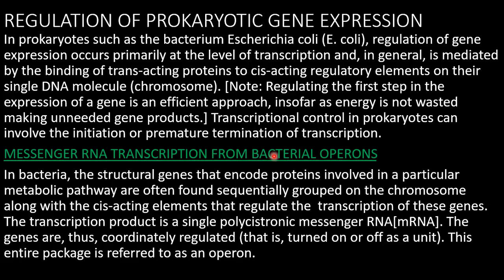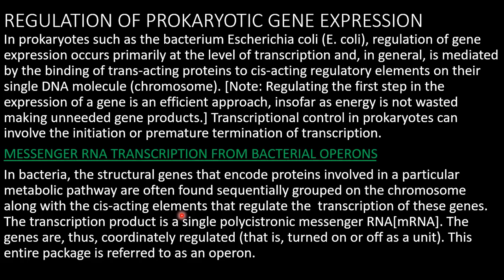Messenger RNA transcription from bacterial operons. In bacteria, structural genes that encode proteins involved in a particular metabolic pathway are often found sequentially grouped on a chromosome, along with their cis-acting elements that regulate the transcription of these genes. The transcription product is a single polycistronic messenger RNA. Okay, so these genes will be regulated because they have cis-acting elements.